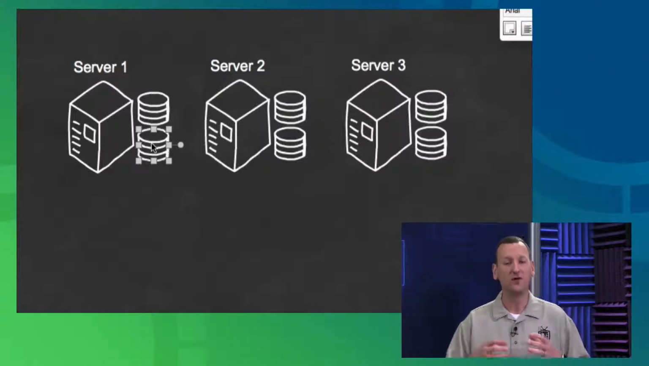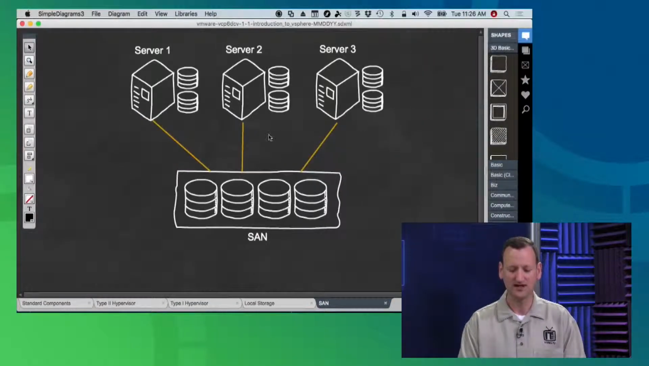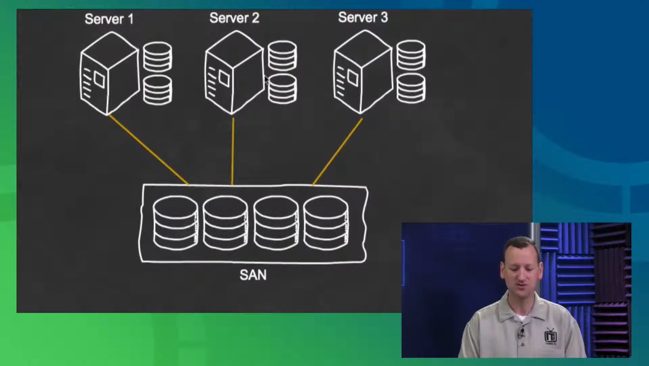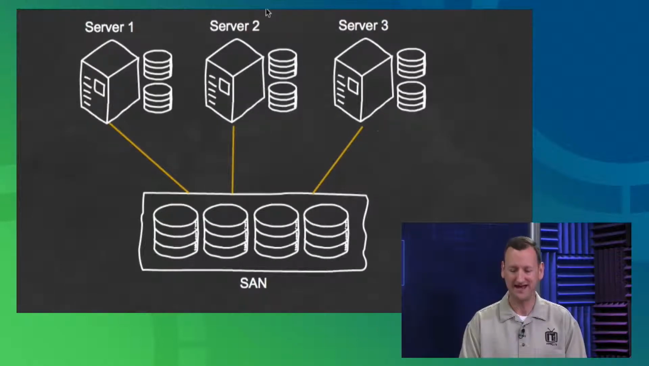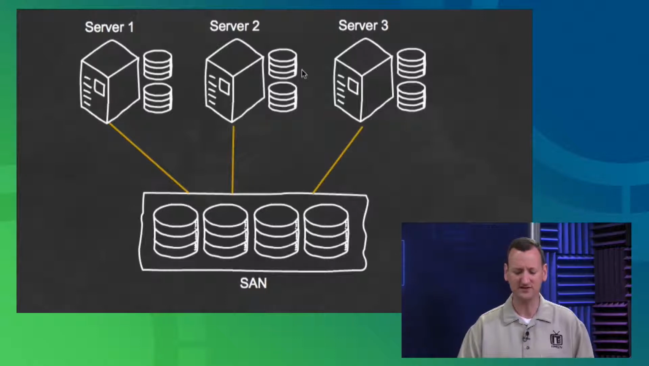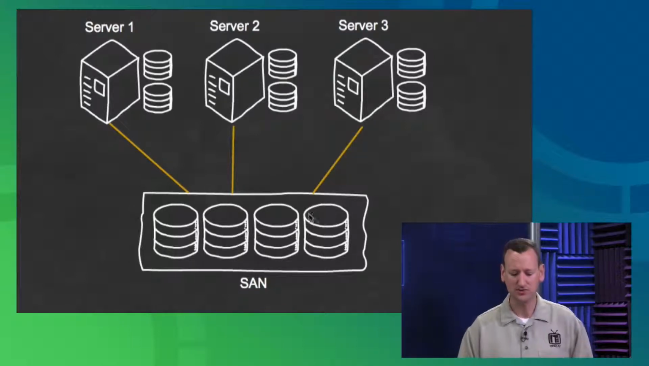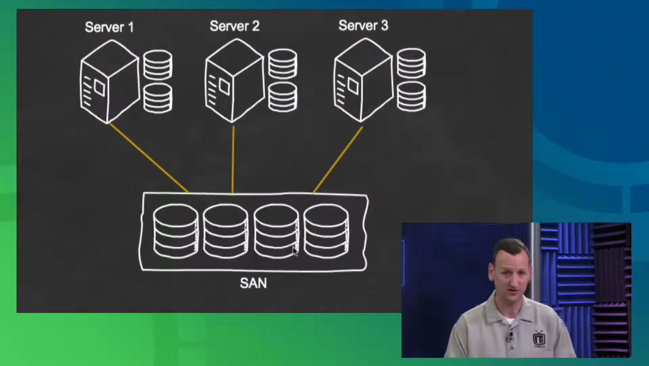If you want the ultimate flexibility, you don't want direct attached storage. Instead, you want a storage area network, or a SAN. With a SAN, instead of your hard drives being in the servers themselves, you have the hard drives in some kind of an appliance. And there's a number of companies out there like HP and EMC that make these massive storage appliances. And you can put hundreds, even thousands of hard drives in them.